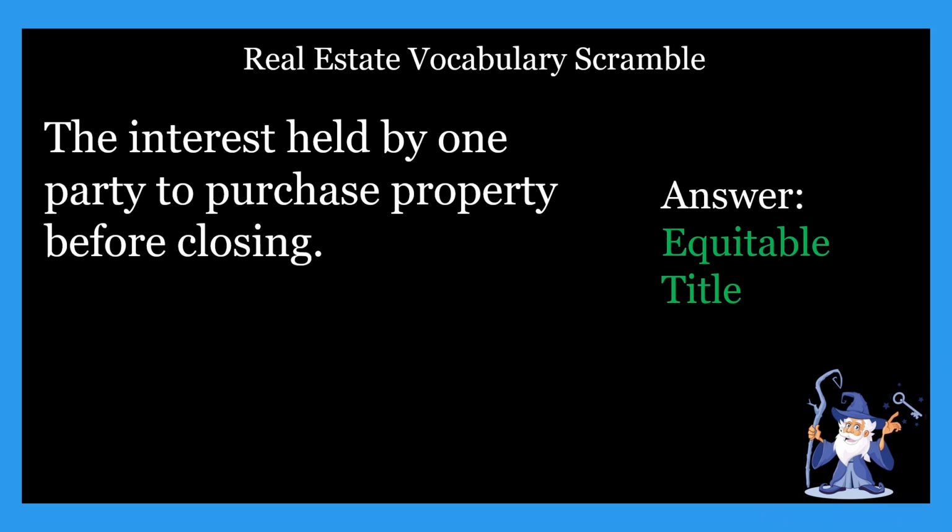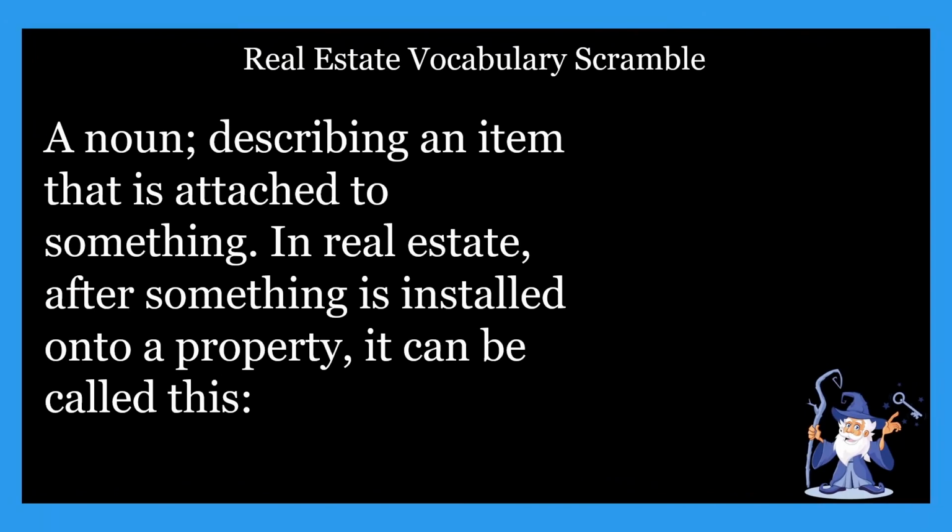So what does that mean? Well, there are different levels or steps during a transaction. Closing obviously is the final step. However, in between closing and the execution of sales contracts, the buyer has something called equitable title, meaning they have the right to purchase the property before closing. They do not have the deed or full ownership because closing has yet to occur. So that's the important, distinguishing quality of this vocab term. All right, next one.